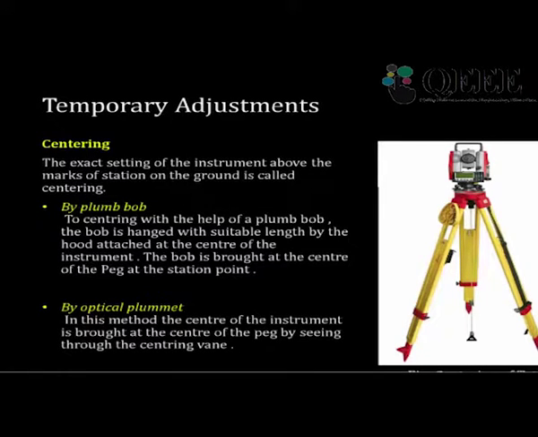So here I am going to tell about the temporary adjustments of total stations before taking any measurements. As you are familiar with the other instruments, the total station also requires centering, leveling and focusing of the target. So these are the temporary adjustments one has to do before taking any measurements. Here the centering can be done by two different approaches. One is using a plumb bob and another one is using an optical plummet.